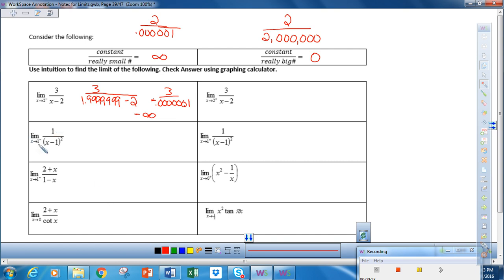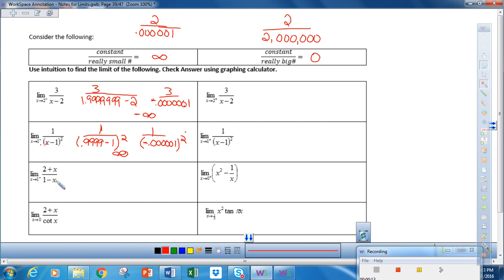If I take the limit as x approaches 1 from the left, again I have to look at this as dividing by a really, really small number, because I'm coming in from the left of 1, so this becomes 0.99999 minus 1, and I'm going to square that. We know that would be a really small number. However, since we are squaring it, it makes it positive. So my answer this time would be positive infinity, because the squaring makes it positive.